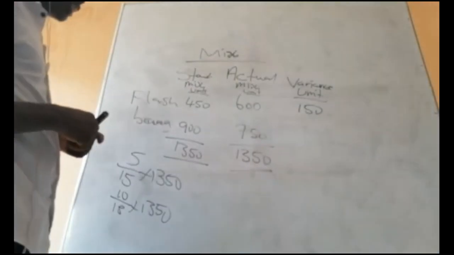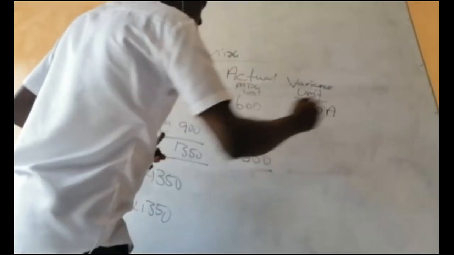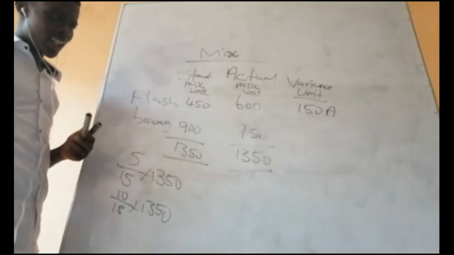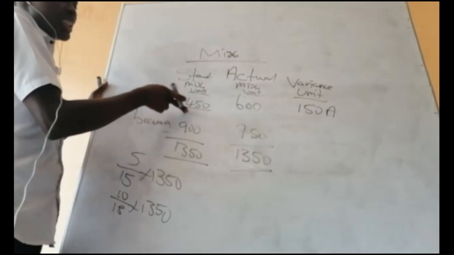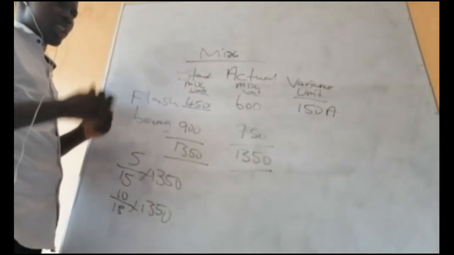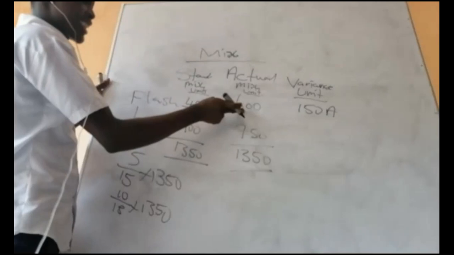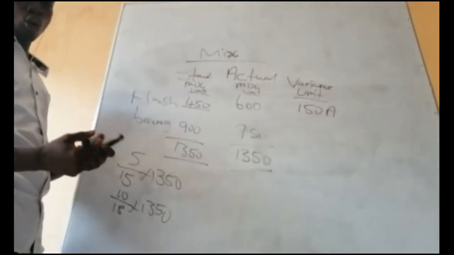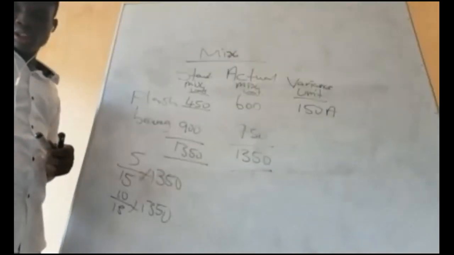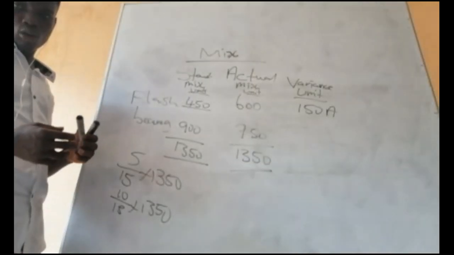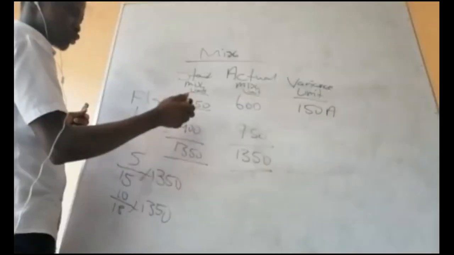The first one is adverse. Perfect. So adverse. Why? Because your standard is telling you that you have to put 450 leaves in the unit, but you end up putting 600. So you put more, you have mixed more. So now if you have mixed more than what's supposed to be, then it's what?